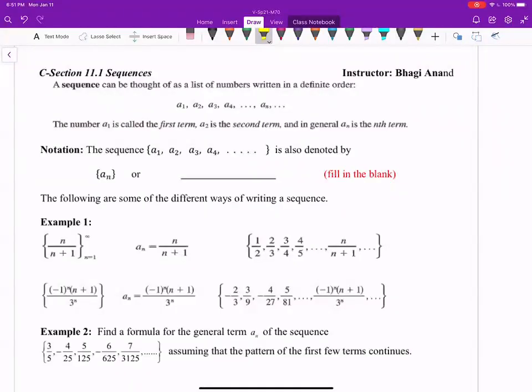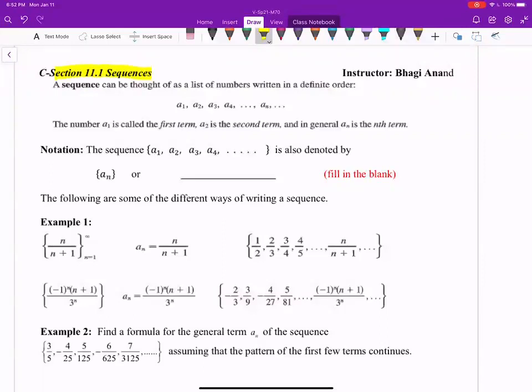Welcome everyone. In this video, I will be covering section 11.1, which is about sequences. The whole of chapter 11 is about sequences and series. The very first section of chapter 11 is only sequences. All the rest of the sections, 11.2 through 11.10, are about series.